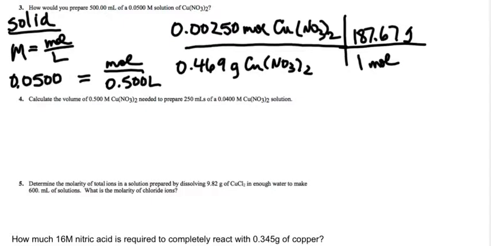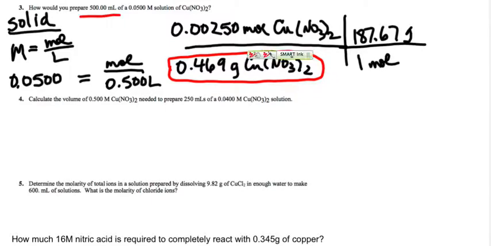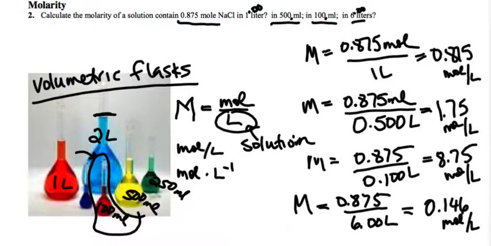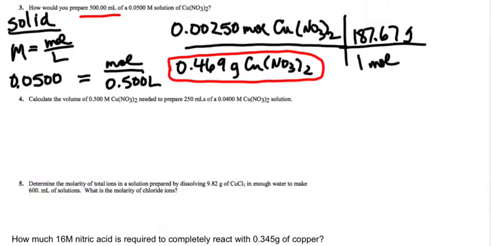Now, I'd say the problem's done, but it's really not, because look what the problem says. How would you prepare? That doesn't really tell me how I would prepare. So this is my expectation. You need to tell me something similar to the following. To make the solution, I would take 0.469 grams of copper 2 nitrate and put it into what size flask? A 500 ml flask. Remember, from the last page, there's my 500 ml flask right here. And fill it to the line.